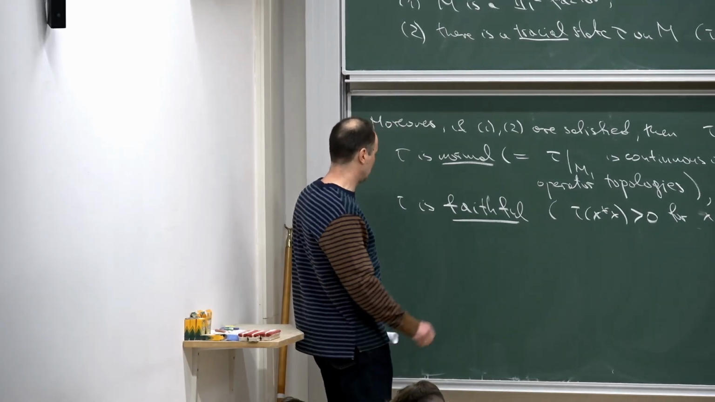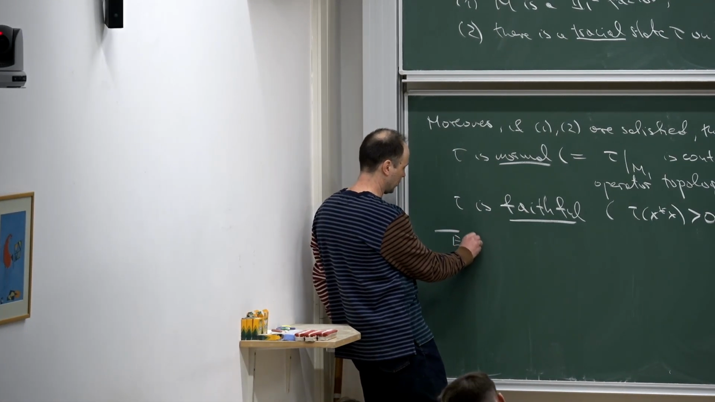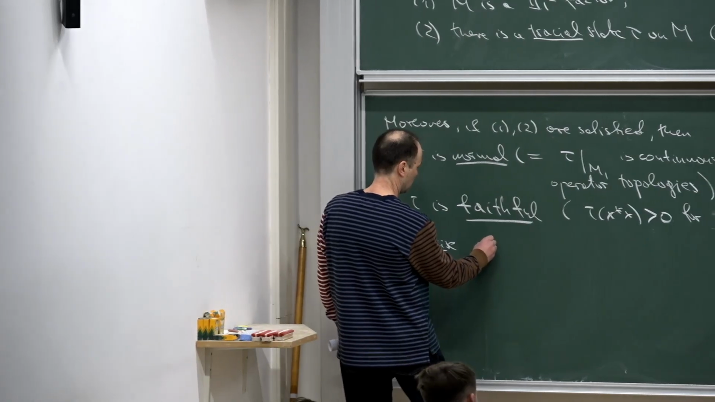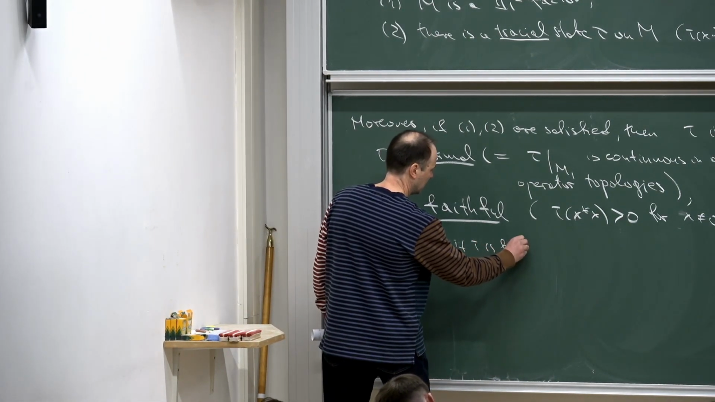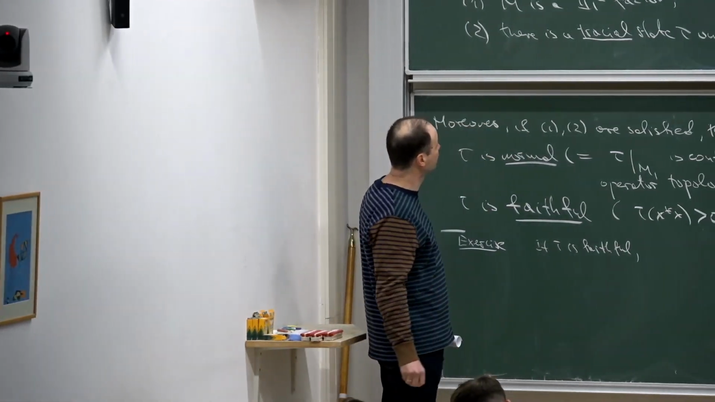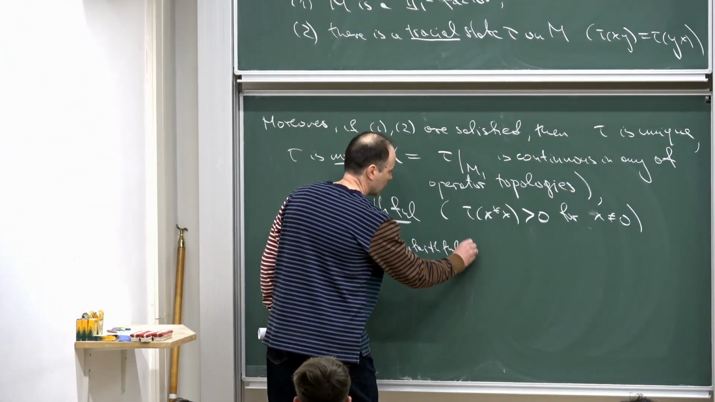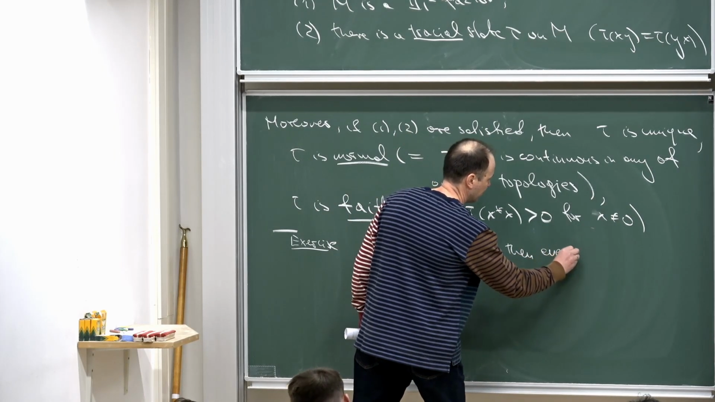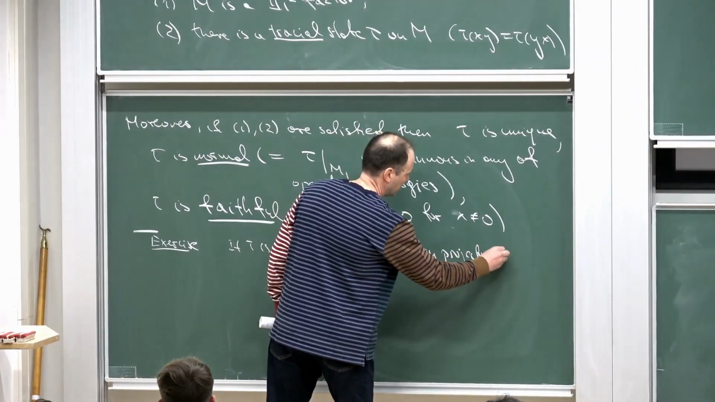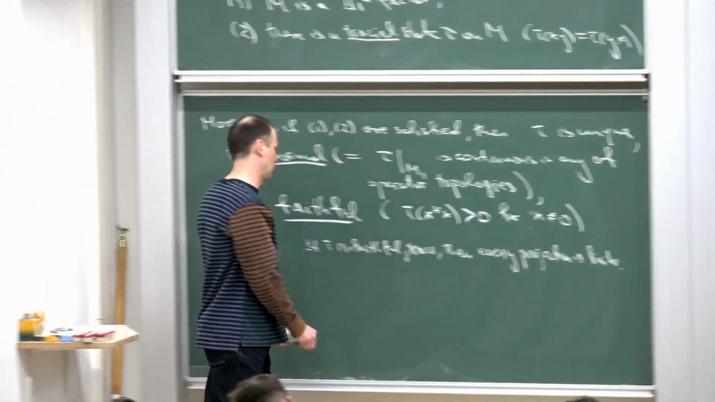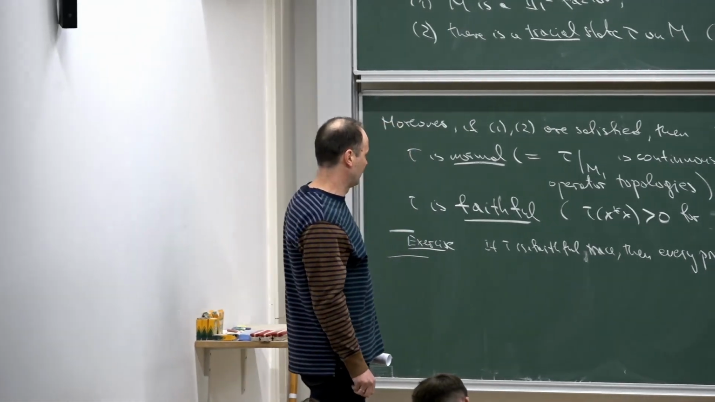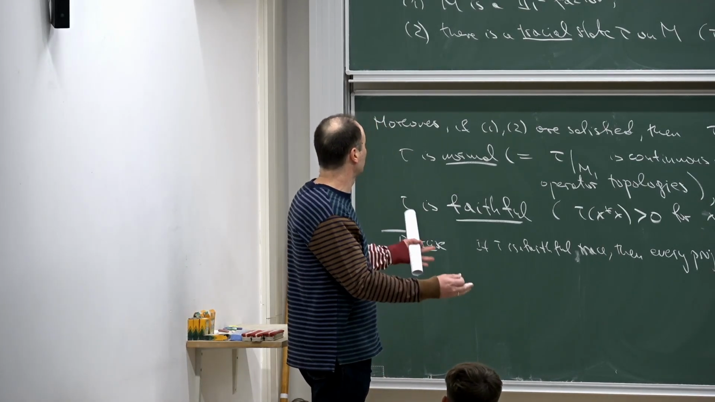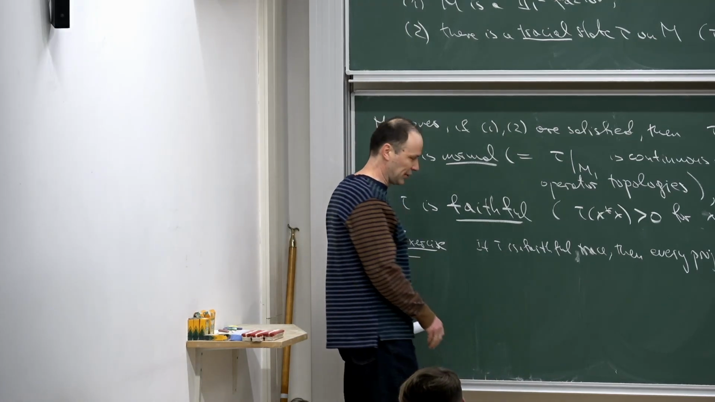The easier part is from 2 to 1, and maybe for the tutorial I will leave a part of this implication as an exercise. Say if you already know that tau is faithful, so if tau is a faithful trace, then every projection is finite. If you try to solve this exercise, then you realize how good it is to have faithful traces around. And then the question is, where do they come from? It turns out that they simply come from traces on C*-algebras.